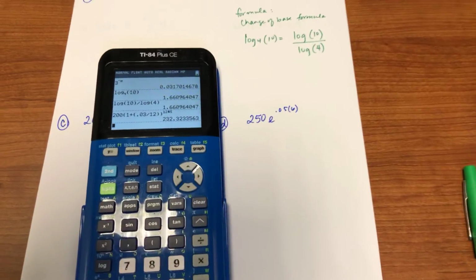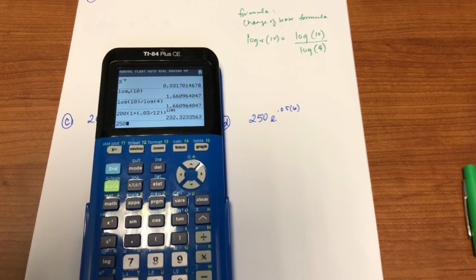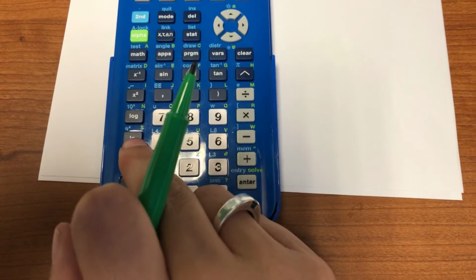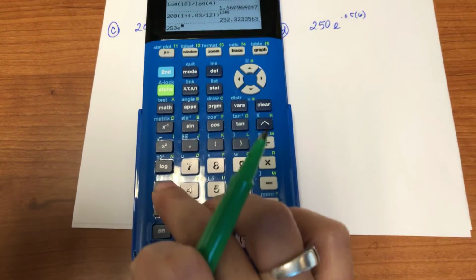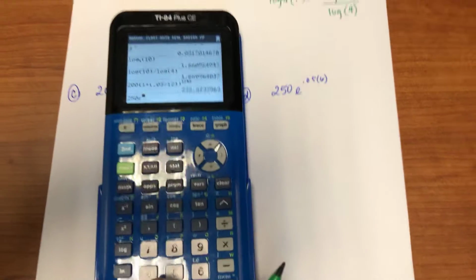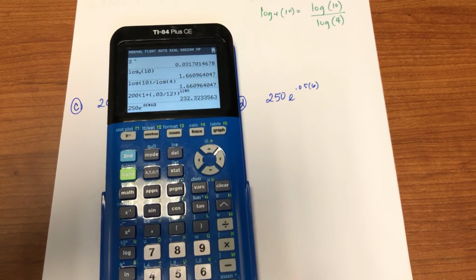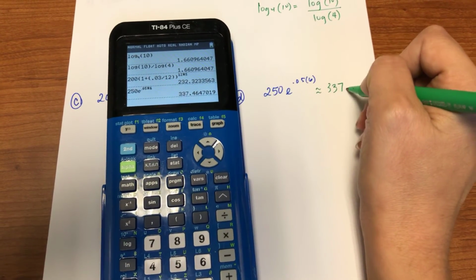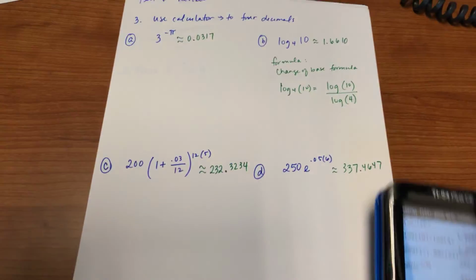So our last one is utilizing E, the number E. And so again, how do we put this in our calculator? You put 250. So you might be asking, well, where is the E button? And so if you look, it's right in blue above the natural log. And so how do you access it? You go second, natural log, and see it gives me the E, and I put the exponent 0.05 times 6 and hit enter. So that gives me approximately 337.4647. Hope that helps with problem number 3.